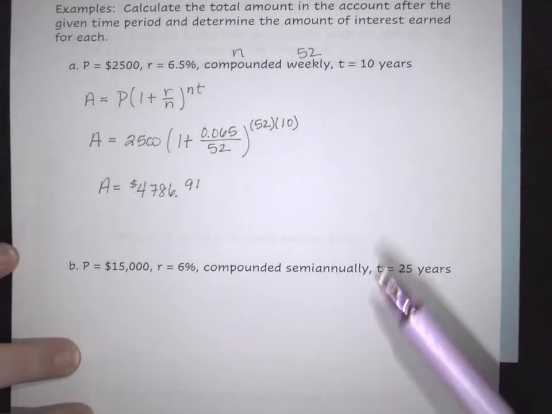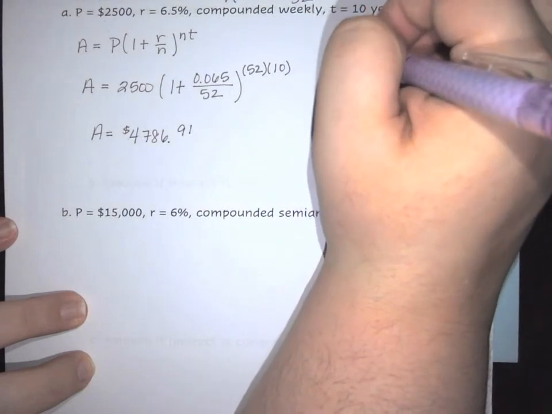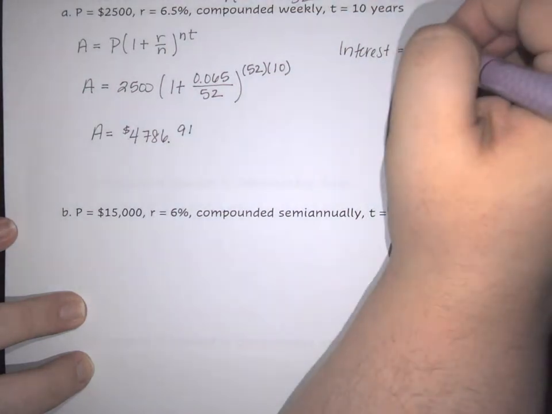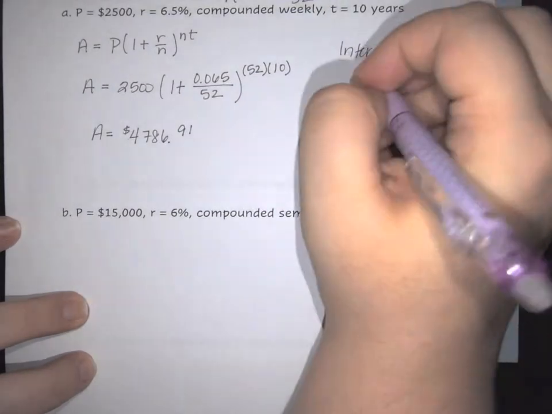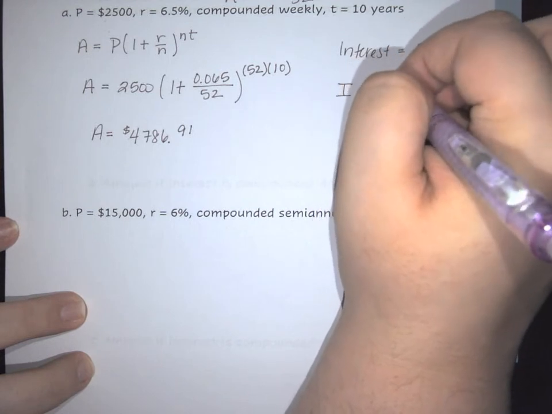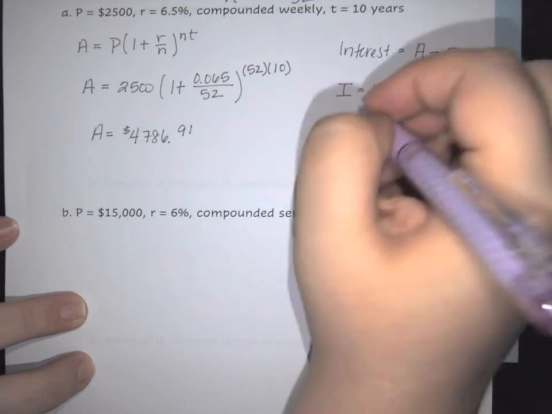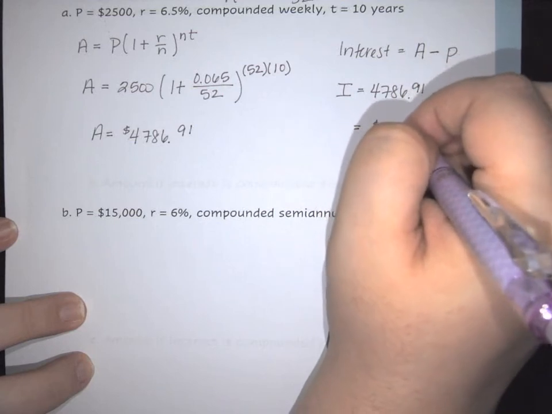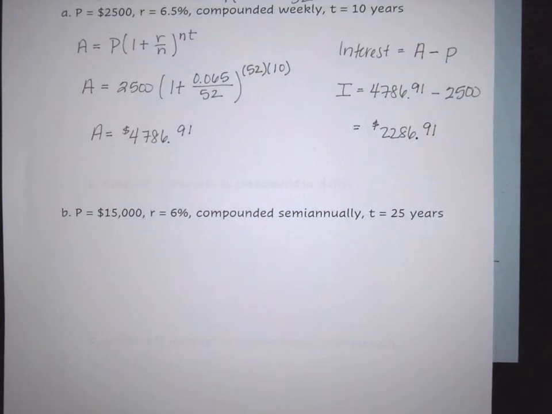So now the other piece is to calculate the amount of interest that was earned. So to do that, to find your interest, you're simply going to take the A value, or the amount in your account, minus what you started with, the principal. So in this case, to find my interest, we're going to look at the 4786.91 and subtract away the 2,500 that we started with. So here your interest is going to end up being 2286.91. And that's really all there is to it.